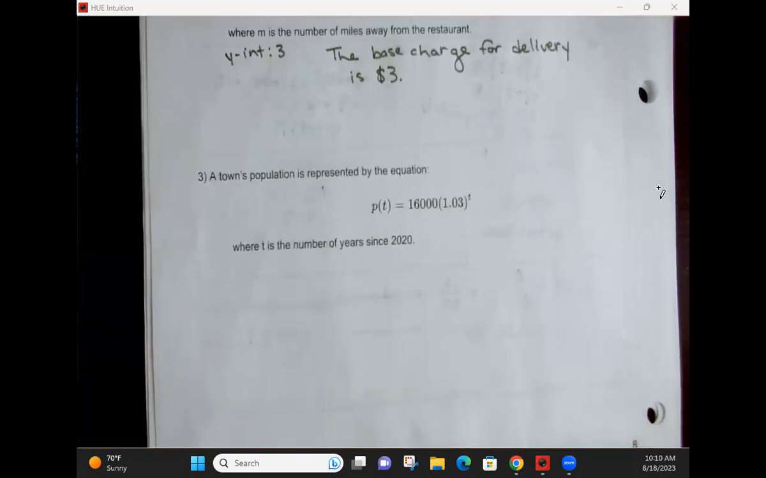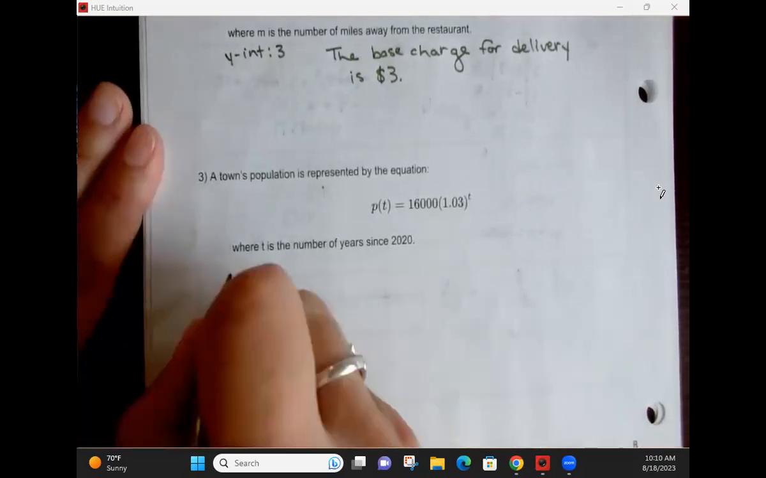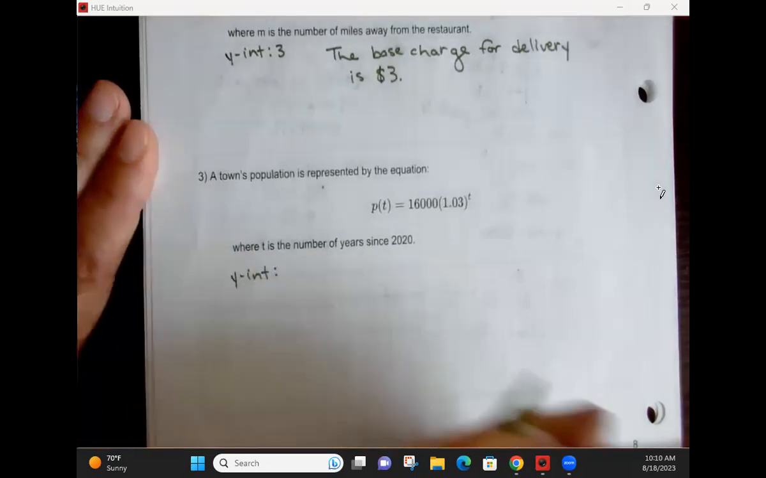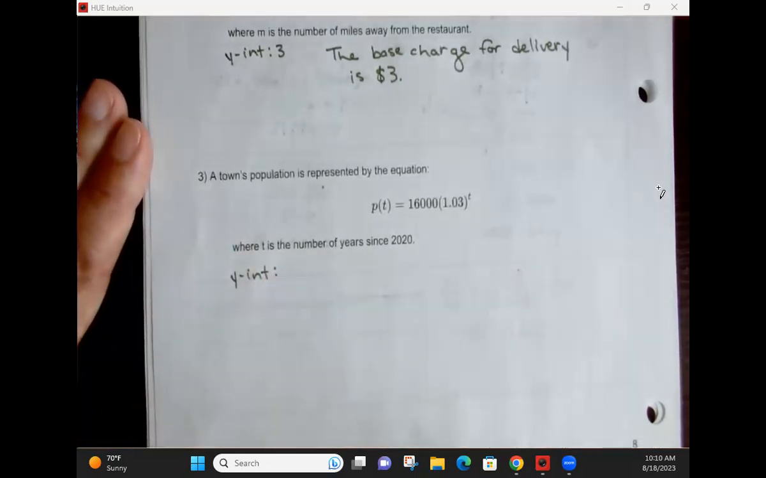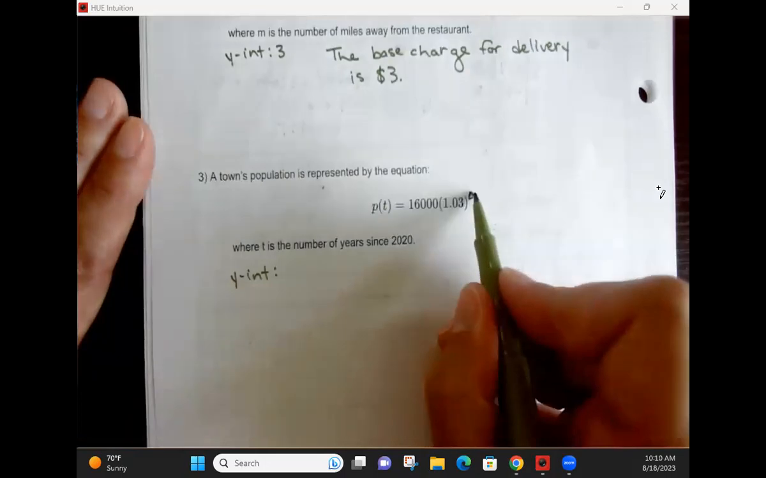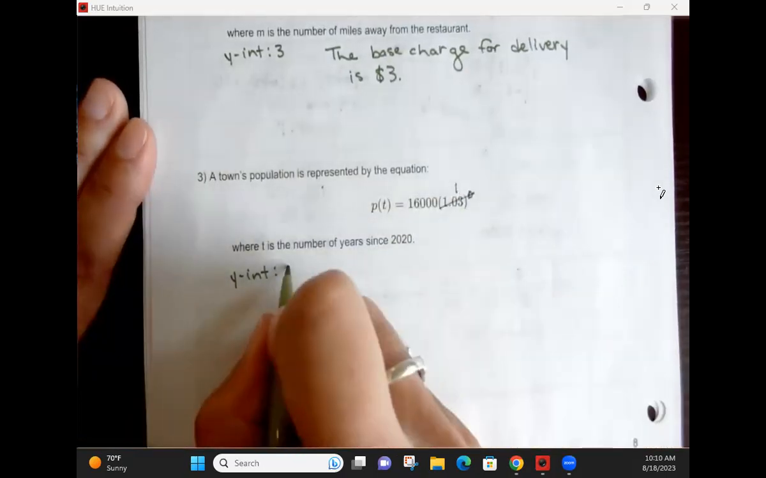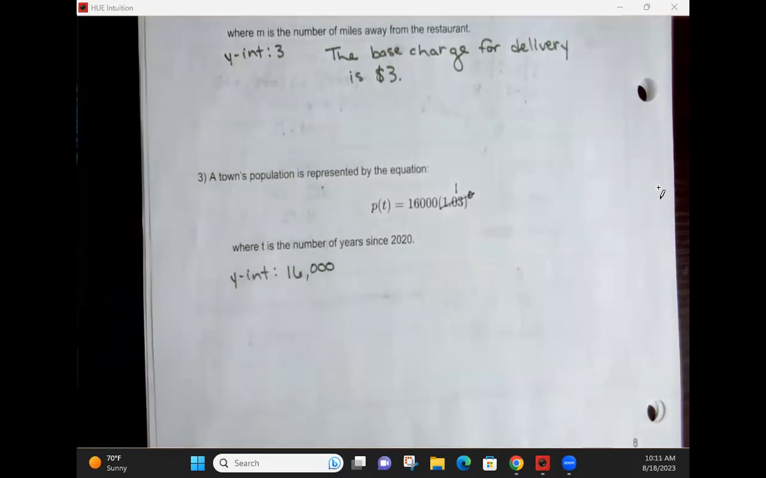And then number 3, again, this one, not terrible to find the y-intercept. Go ahead and find that y-intercept for me. What's your y-intercept here? If I plug in 0 for my variable, anything to the 0 power is just 1. So we would have 16,000 for our y-intercept. What does it mean? Population 2020. Yeah, make sure you're giving me both of those pieces, right?